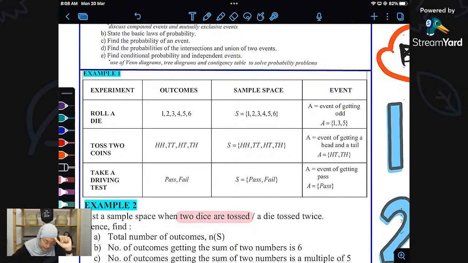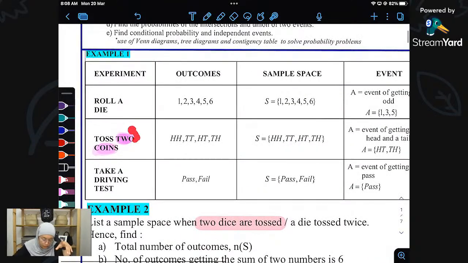Okay, so next one, toss 2 coins. Kali ni dia cakap tentang 2 coins, not 1 coin. So, but dalam mathematics, you kena sangat-sangat meticulous. You must be very focused at what the question want from you. This is talking about 2 coins. So 2 coins meaning the outcomes is either head or tail. You baling 2 kali coin tersebut.